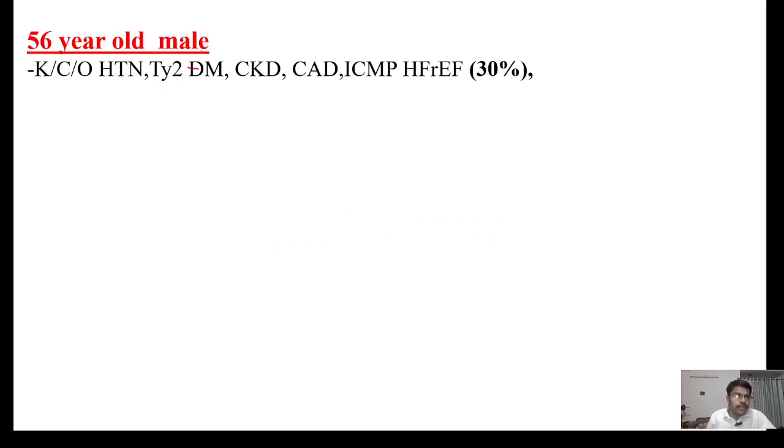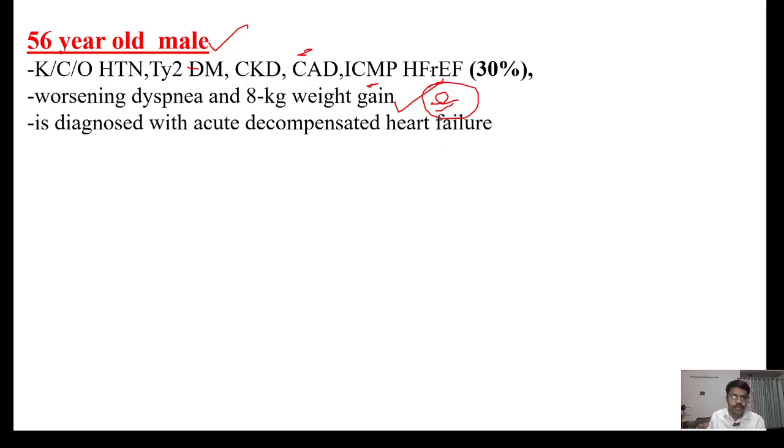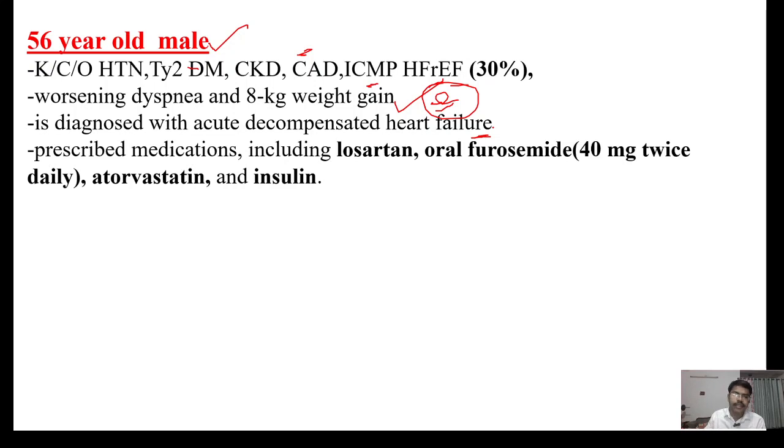Case 1. There is a 56-year-old male who is a known case of hypertension, type 2 diabetes, chronic kidney disease, CAD, ICMP with a low ejection fraction. He came to the casualty with worsening shortness of breath and approximately 8 kg of weight gain, and he was found to have acute decompensated cardiac failure. On asking the history, he was on losartan, oral furosemide 40 mg twice daily, atorvastatin, and insulin.